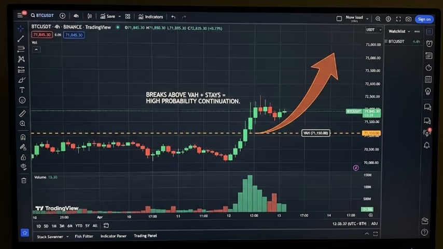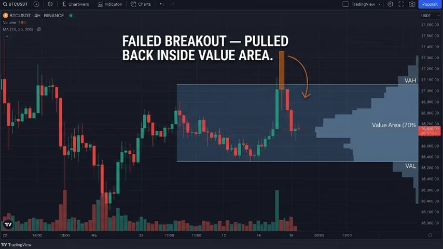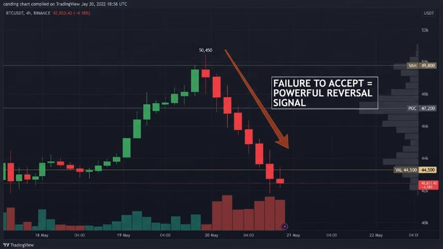When price breaks above the value area high and stays above it, that breakout has a higher probability of continuation because price is moving into territory the market previously rejected. When price breaks below the value area low and stays below it, same logic applies in the opposite direction. But when price moves outside the value area and then pulls back inside within a short time, that is a failed breakout. The market tested rejected territory, found no acceptance, and returned to the comfort zone. That failure to accept is often a powerful reversal signal.